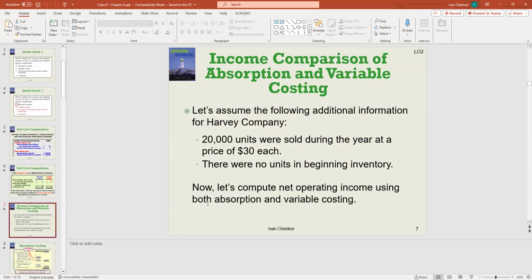Now let's assume that we have the following additional information. Now the company is selling 20,000 units during the year, where there are no units in the beginning inventory. Now we have to compute the net income. Before we compute the net income, let's think about something. They're selling 20,000, correct?